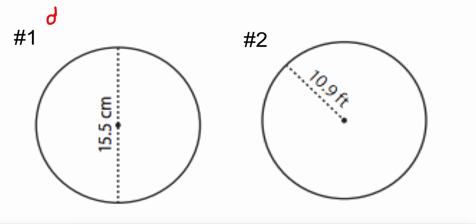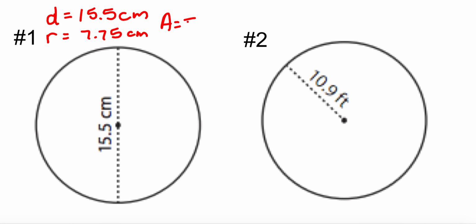I like to lay out some of my information first. I notice that this one gives me a diameter, and my diameter is 15.5 centimeters. I also then can determine what my radius is. My radius is going to be half my diameter, which is going to be 7.75 centimeters. From there, I can find the area. I know the area is going to equal pi r squared. And I can also find my circumference, and I'm going to choose to use the diameter times pi formula for that one.